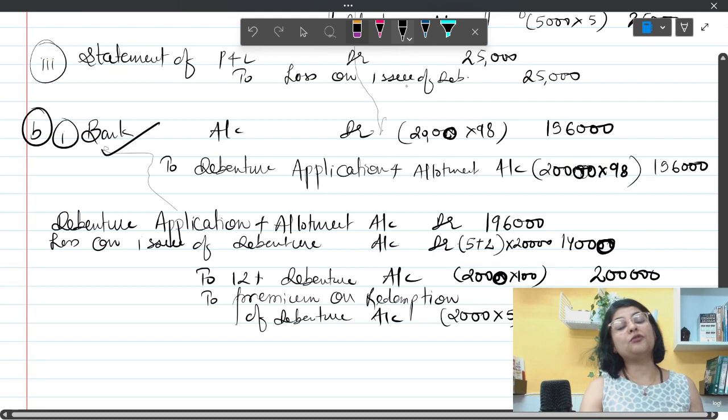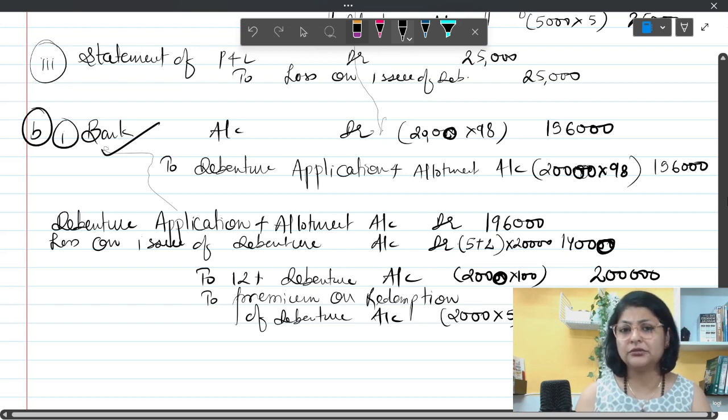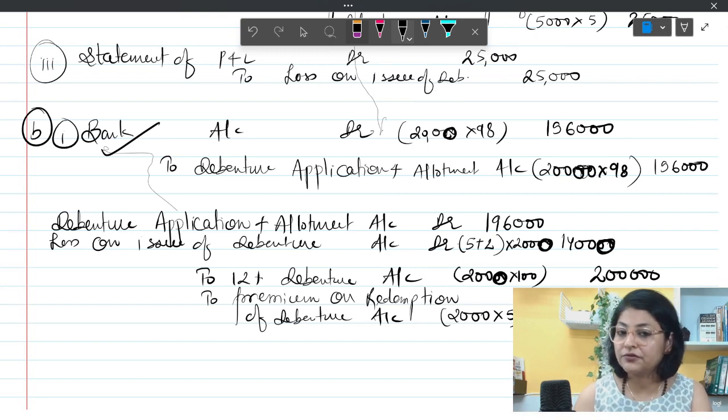Then here are two losses. One loss at the time of issue of debenture, which is 5 rupees per debenture, and another loss is 2 rupees at the time of issue of the debenture. So 5 plus 2, total loss is 7 rupees. 7 will be multiplied with the number of debentures, which are 2000. So the total loss which the company is facing is 14,000 rupees.